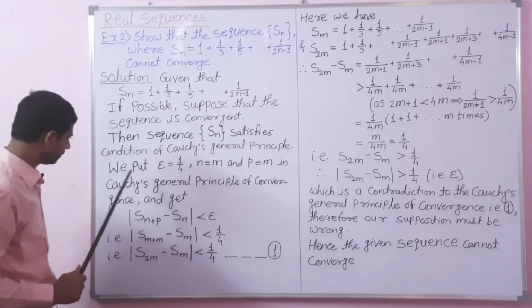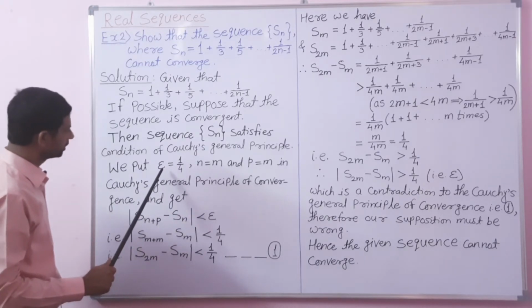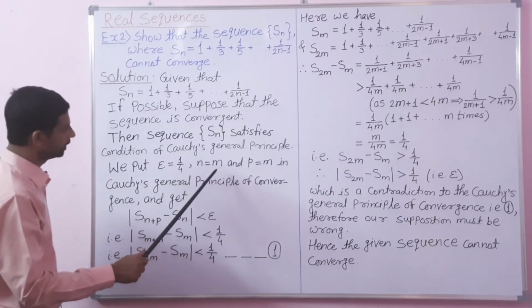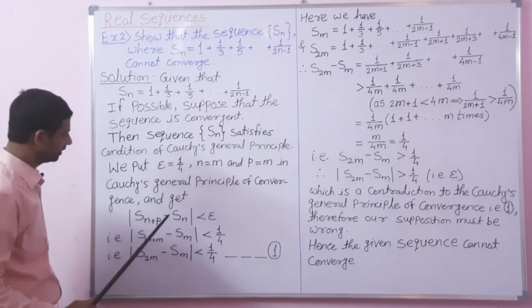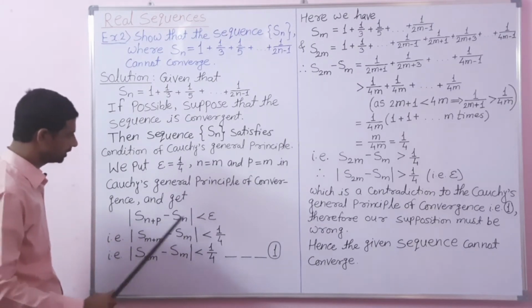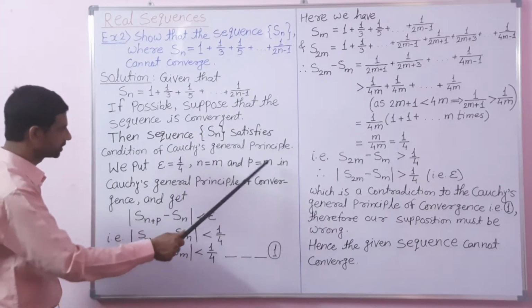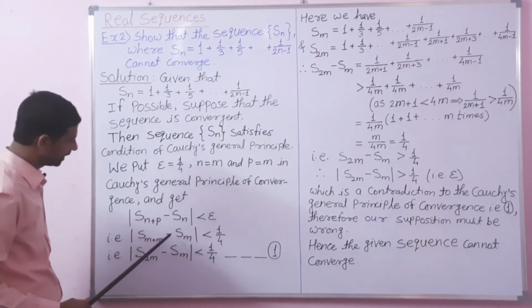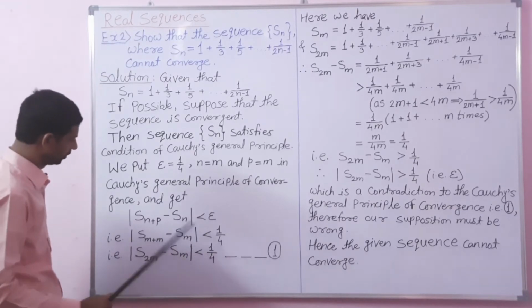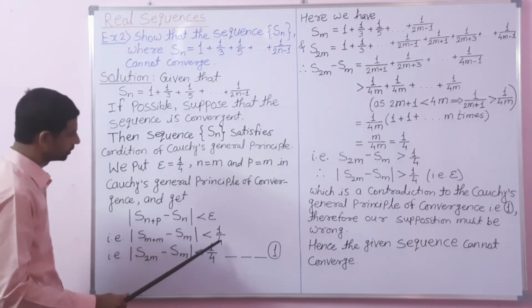So let us see. In the Cauchy general principle of convergence, we have substituted epsilon equal to 1 by 4, n equal to m and p also equal to m. Then we get mod of S(n+p) minus Sn less than epsilon. This was the condition in the Cauchy general principle of convergence. After these substitutions, this becomes mod of S(m+m) minus Sm less than 1 by 4. For n we have substituted m, for p also m, and for epsilon 1 by 4.